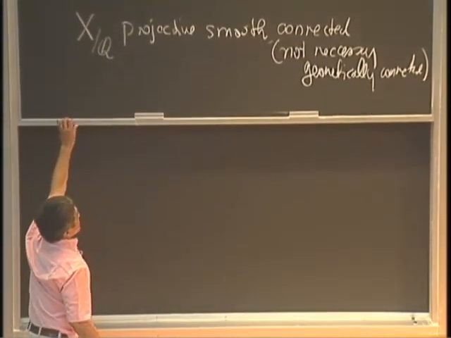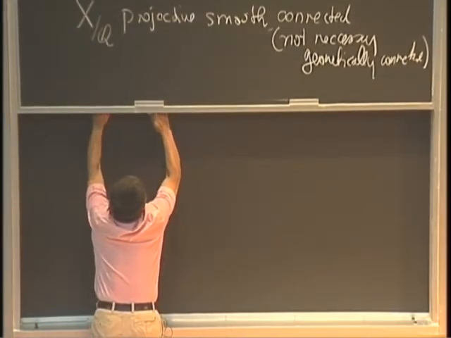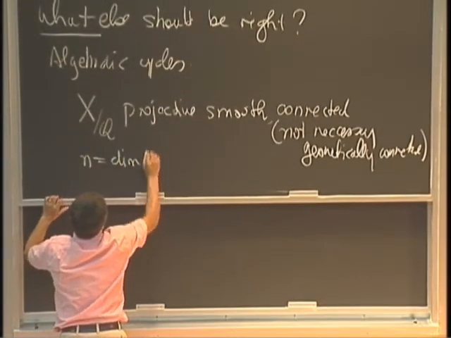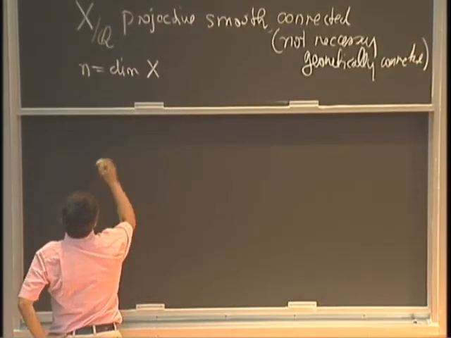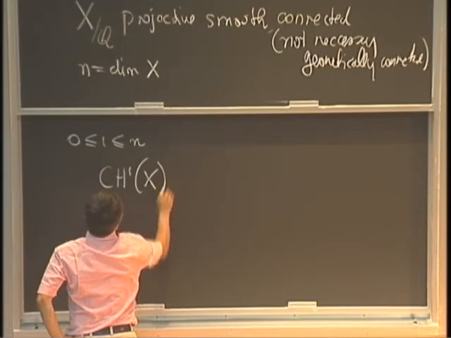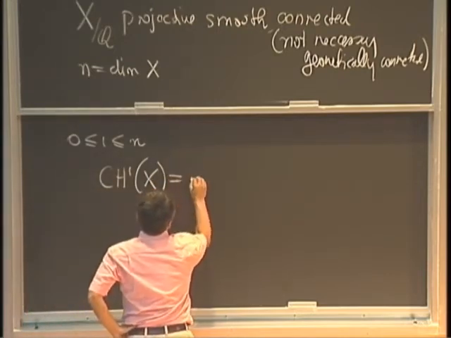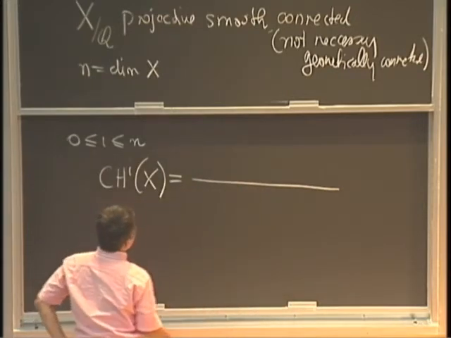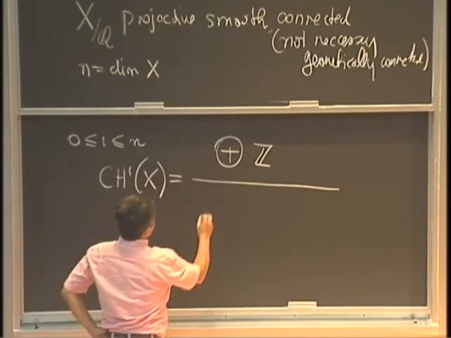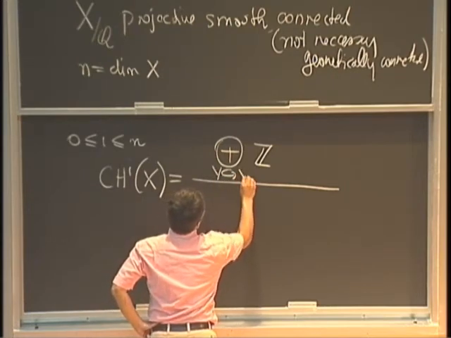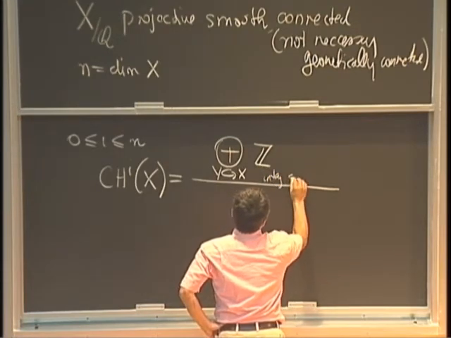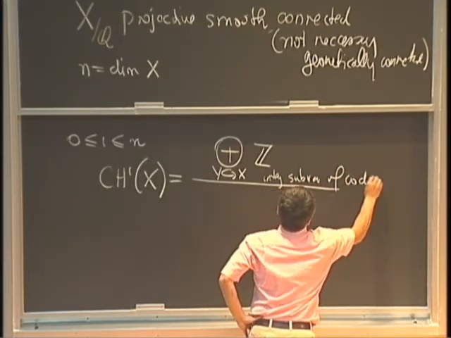So the object I want to consider is this. Say n is the dimension of X. Now for i between 0 and n, I have this group of Chow cycles. So the top is a free group generated by Y, where Y is an integral subvariety of codimension equal to i.